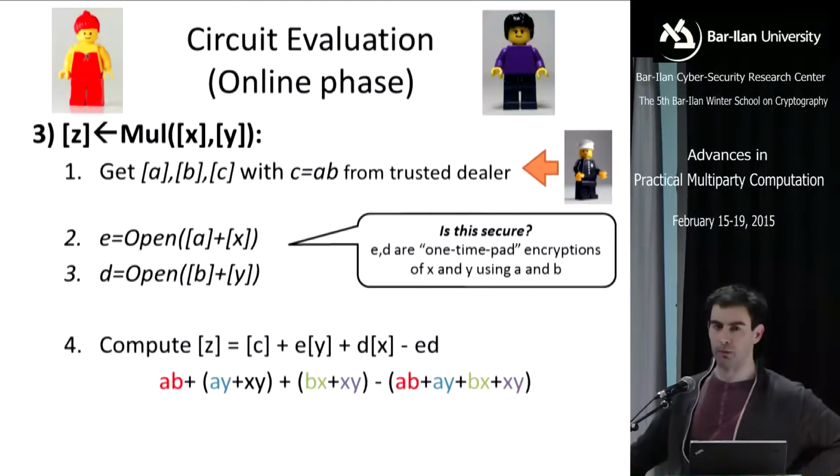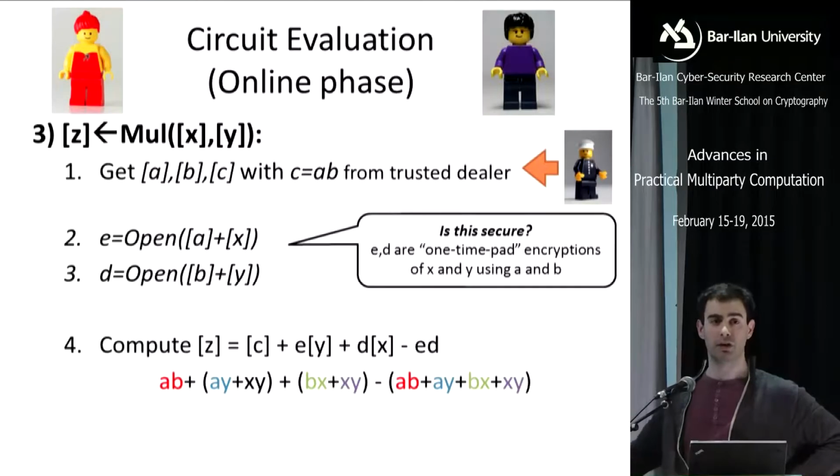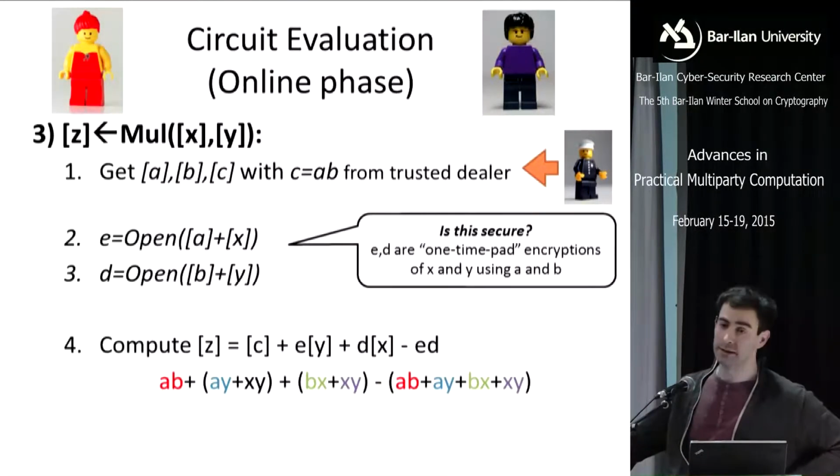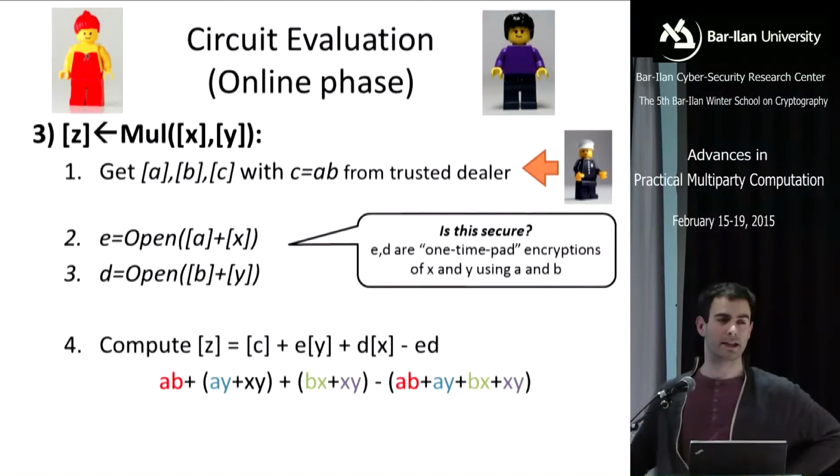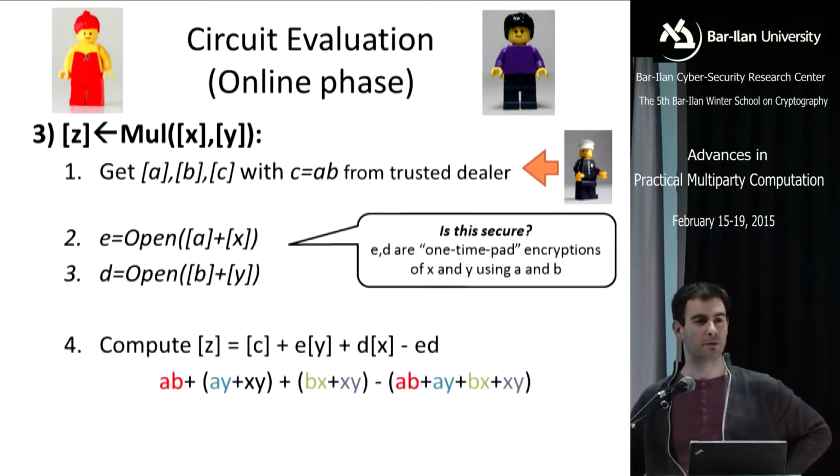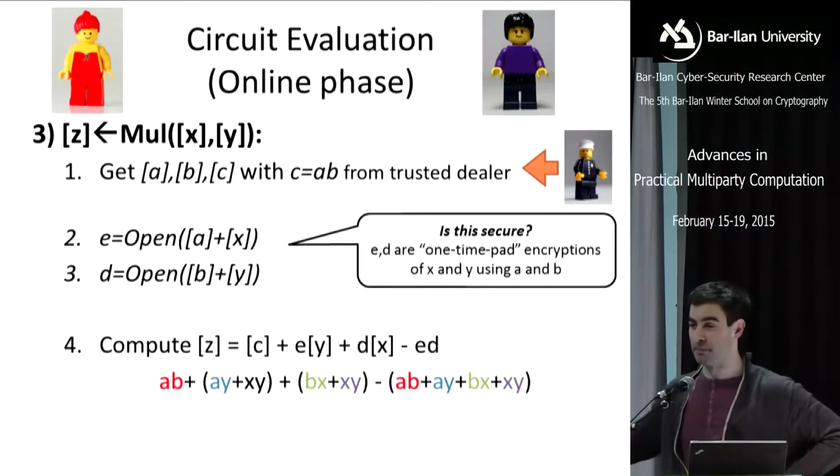So the question was for which fields does this work? This works for any field. That's why I wrote minus. If you only care about the Boolean version, then minus and plus are the same thing, so the formula is even simpler.